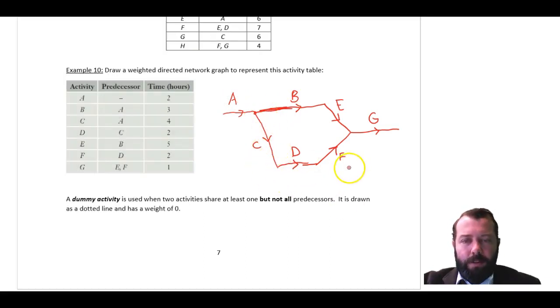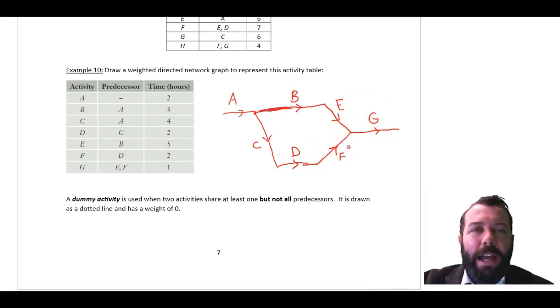After C comes D. After D comes F. Right? D is the predecessor of F. And I think that's all of it happening there. Okay, we've got A, B, C, D, E, F, and G. That's the hard part of this, I find.